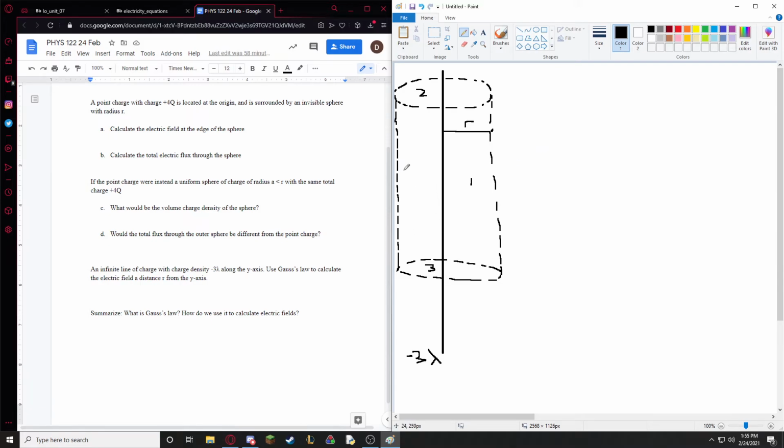And let's say our cylinder has a length L from top to bottom. So what's Gauss's law?